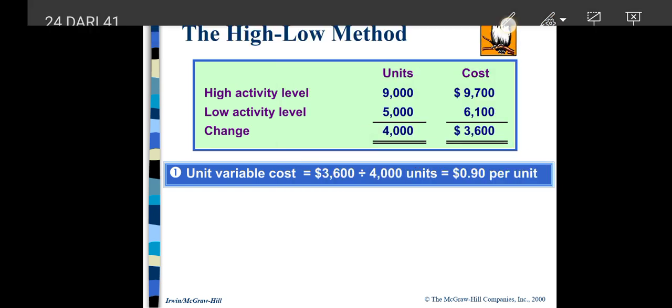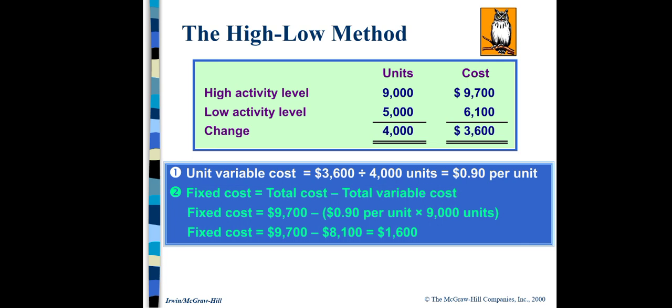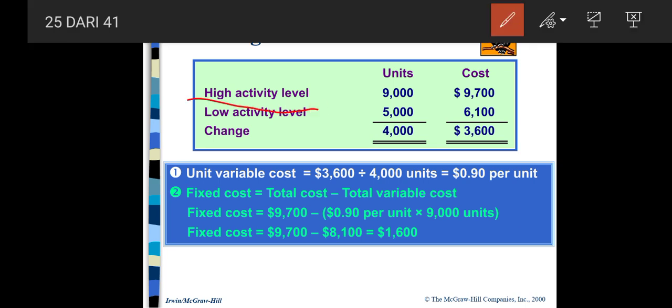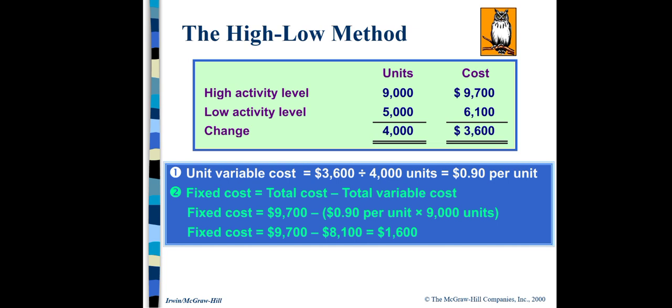Then the fixed cost is equal to total cost minus total variable cost. Jadi misalnya kita ambil yang the highest level, total costnya ini 9.700 ya, minus 0,90 tadi, variable cost per unitnya, dikali unit yang diproduksi 5.000. Nah, jadi fixed costnya itu adalah 1.600, total fixed costnya. Nah, dari sini kita bisa tahu total fixed costnya.